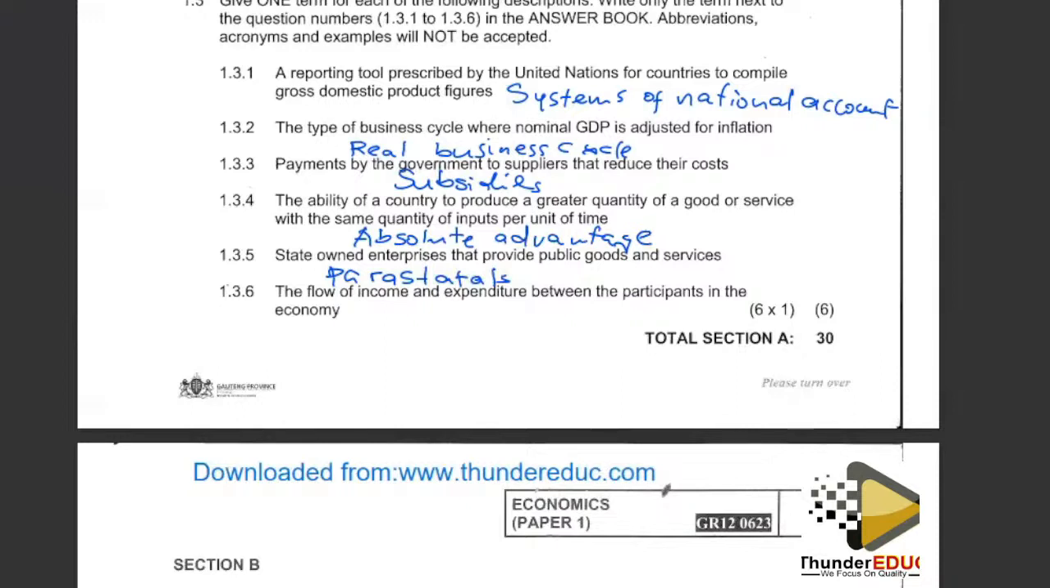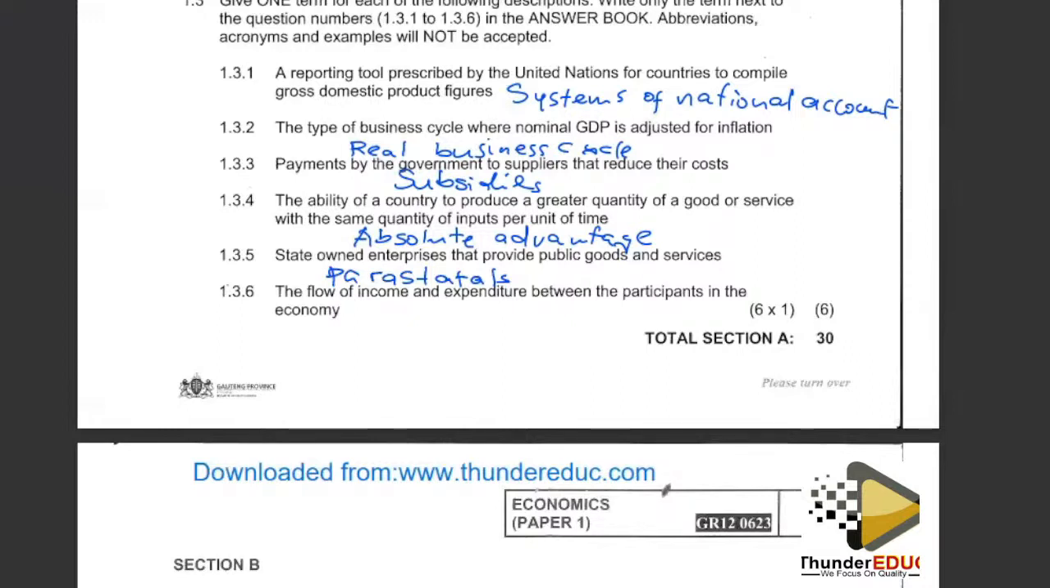So now let's move on to the next question, which is 1.3.6. It reads as follows: the flow of income and expenditure between the participants in the economy. Remember, I did explain in question one the different sets of flows. I said these flows are normally two: we have real flow as well as money flow. Under real flow, we check the flow of goods and services as well as the flow of vectors of production.